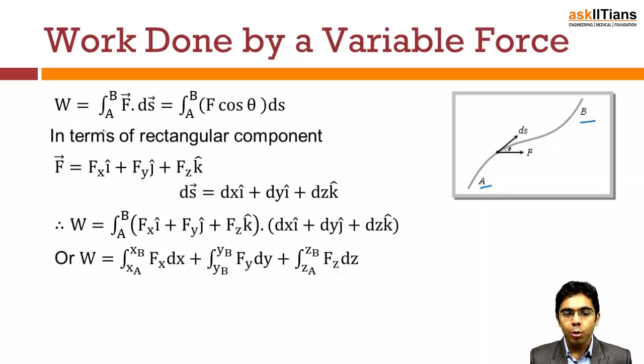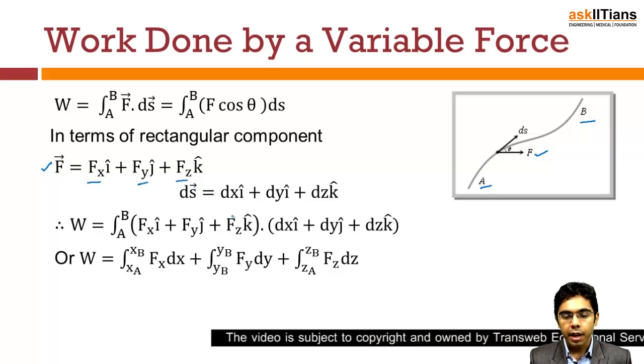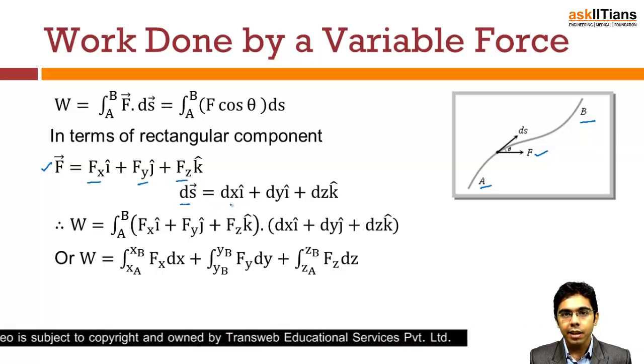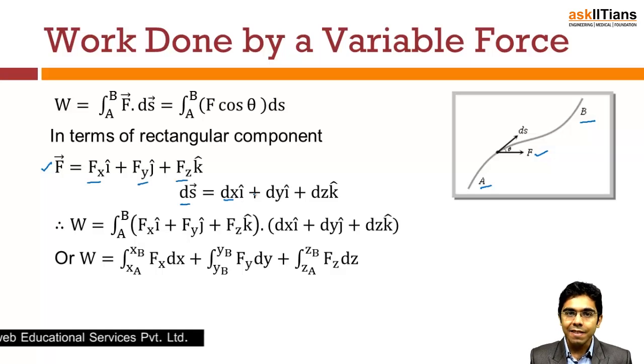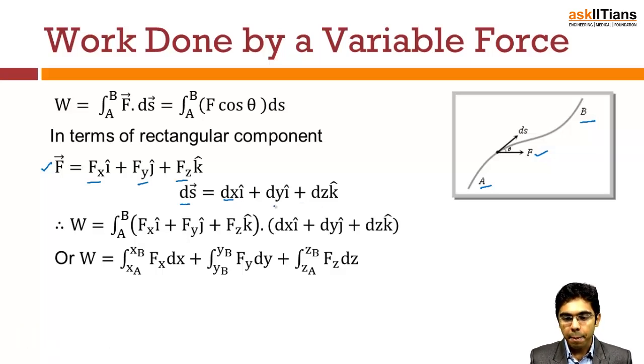So the total work done going from A to B is the integral of F dot ds, that is F cos theta ds. At any moment we are considering that the force acting on the particle makes an angle theta with the displacement. In terms of rectangular components, we can write the F vector as Fx i cap plus Fy j cap plus Fz k cap. And ds can in general be written as dx i cap plus dy j cap plus dz k cap.